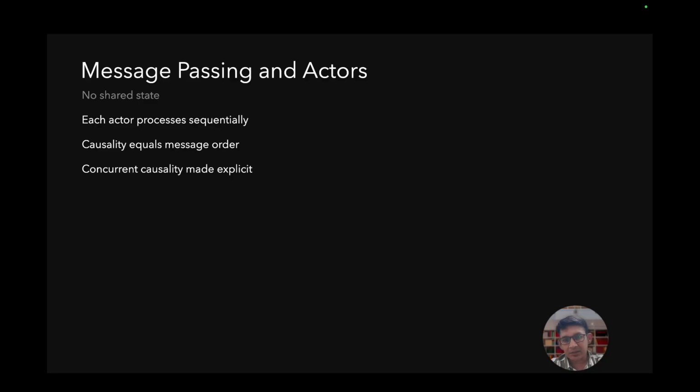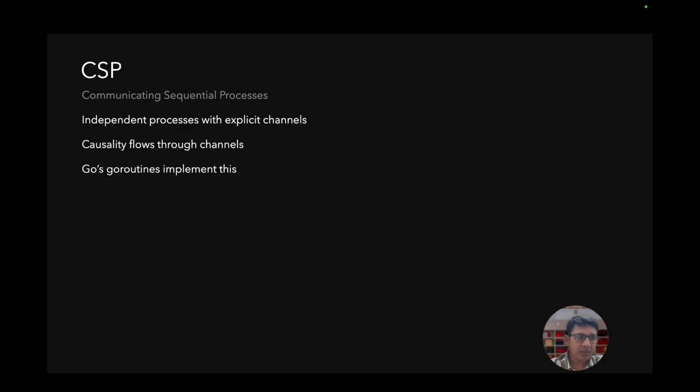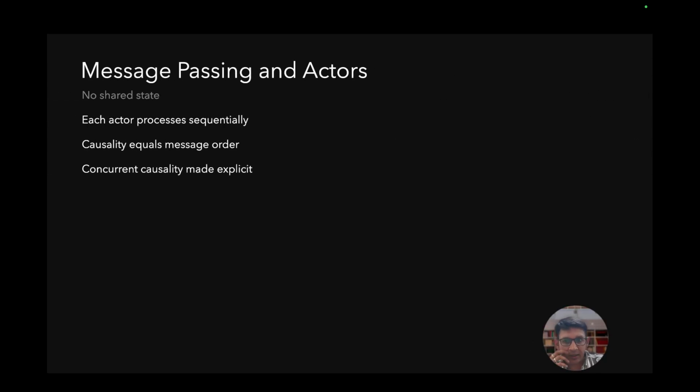Message passing and actors means there's no shared state. Components communicate by sending messages. Each actor processes messages sequentially. Causality within an actor is linear. Causality between actors is the message order. Now, just a quick note, the actor model is particularly interesting because it makes concurrent causality explicit. You can't accidentally share state. All causal relationships are message sends. The causal graph is visible in the messaging pattern.